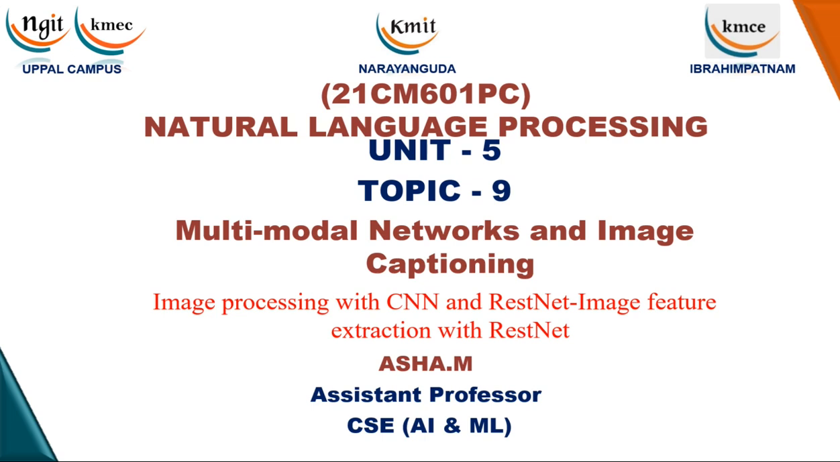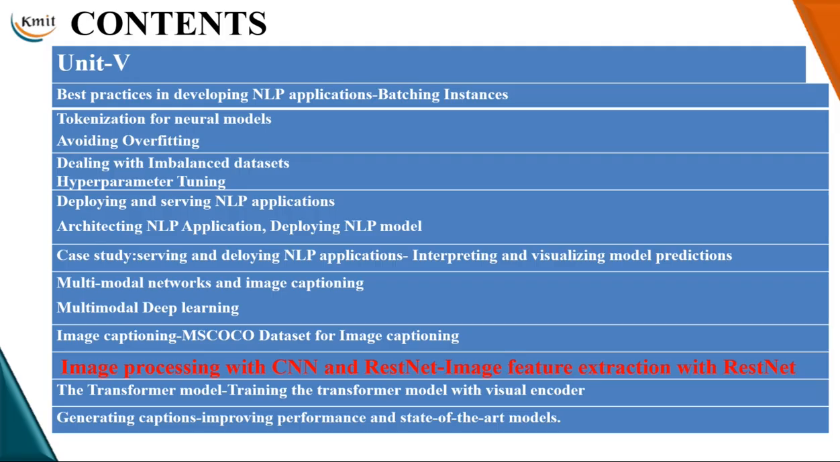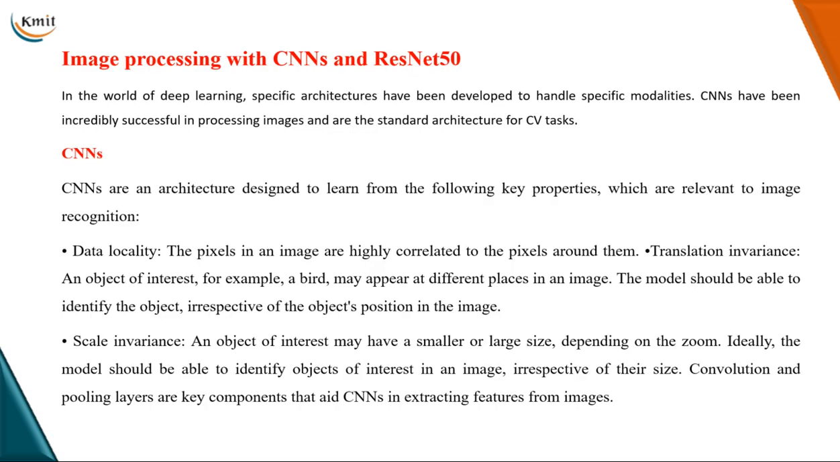In the last class we saw the COCO dataset, which we use for image captioning. As an extension to that, I would like to talk about image processing with CNN and the ResNet 50 architecture. In the world of deep learning, specific architectures have been developed to handle many different applications. CNNs have been incredibly successful when we talk about image processing, so we have a particular standard architecture of CNNs for computer vision tasks.